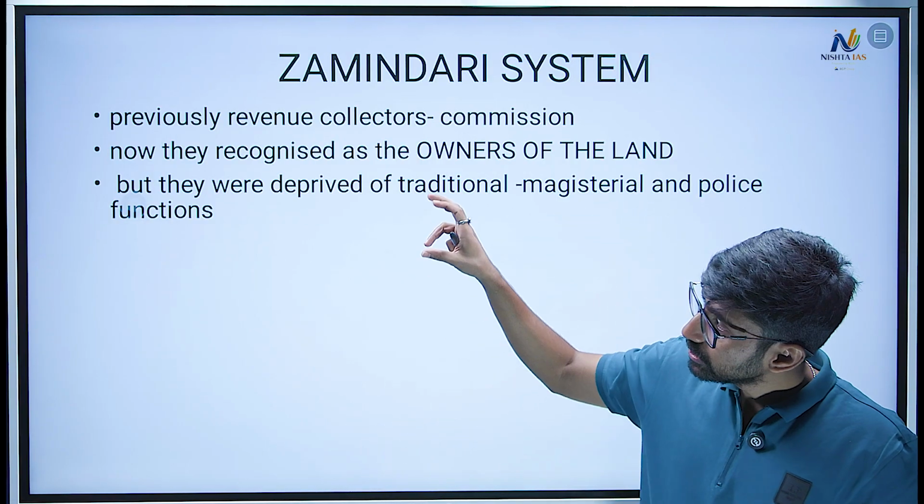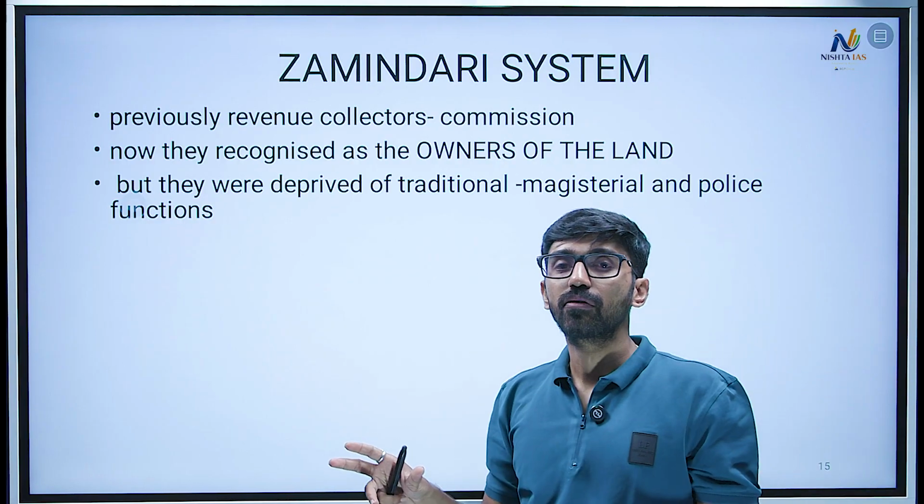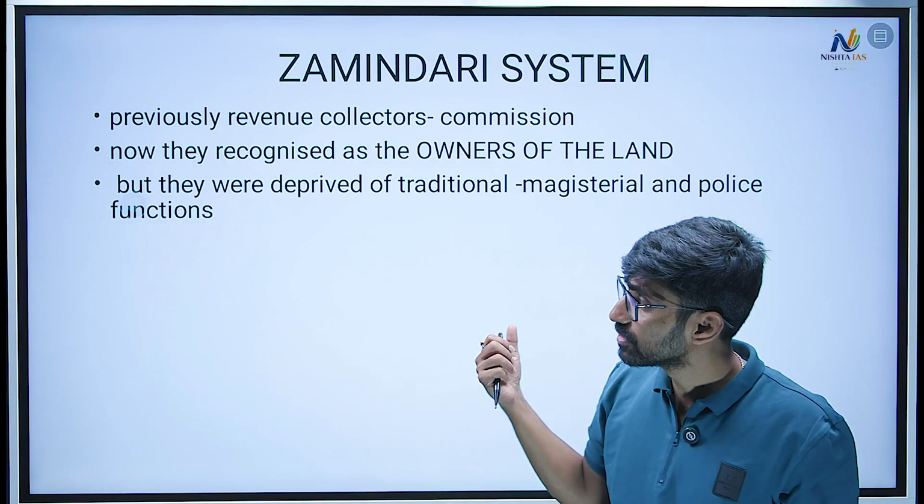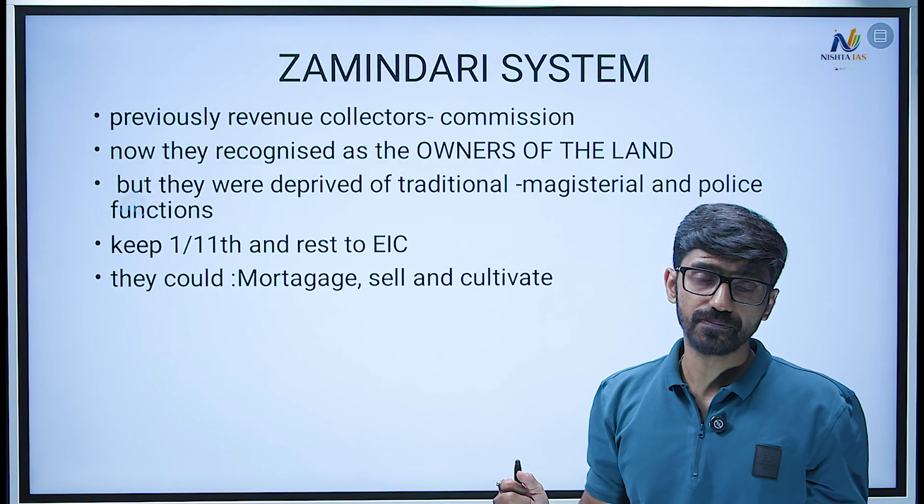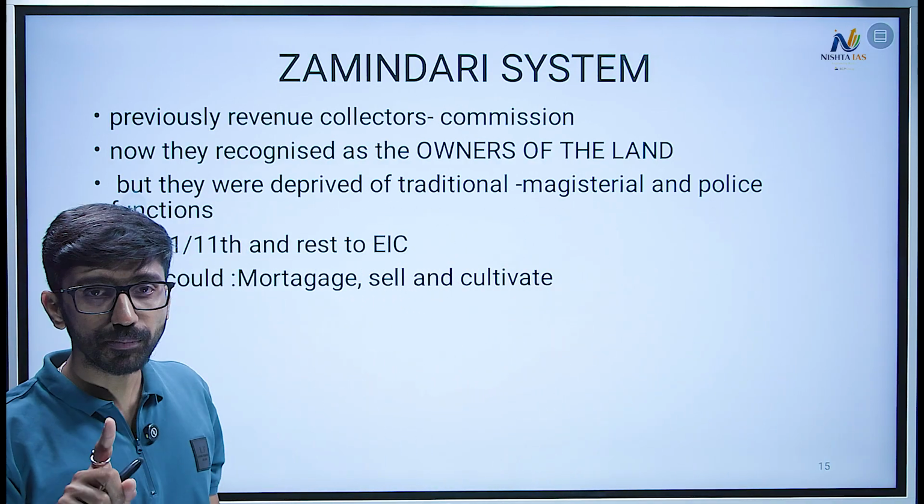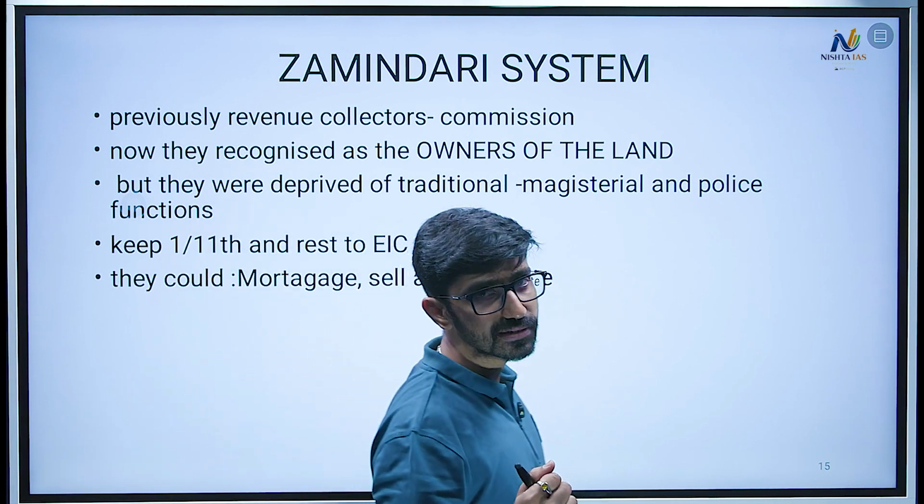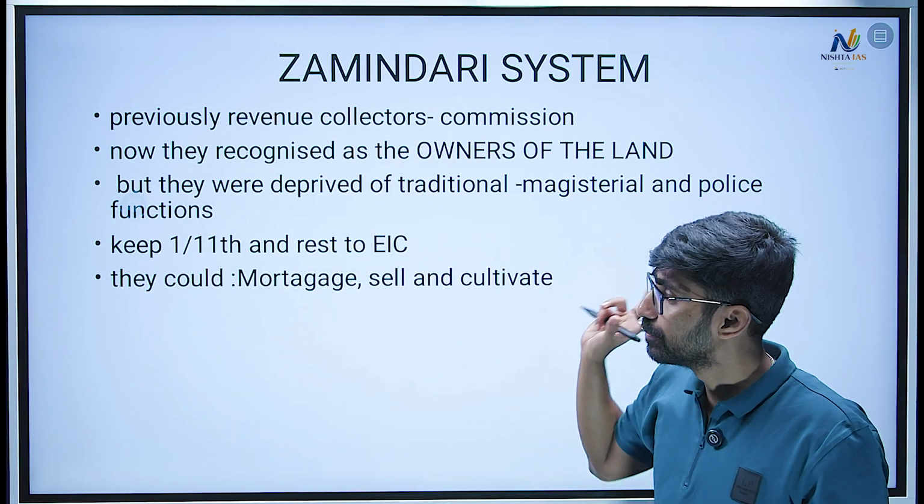And they were also deprived of their traditional functions. Now they were made to collect only revenue. What were the traditional functions of a zamindar? Magisterial functions, law and order function, policing function. Exactly. And now the revenue will be divided into 11 parts. Out of 11 parts, 1 part will be kept by zamindars and 10 parts would be given to the East India Company. That is 1 by 11 should be kept by zamindars only.